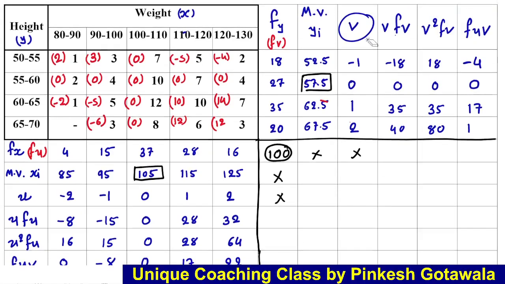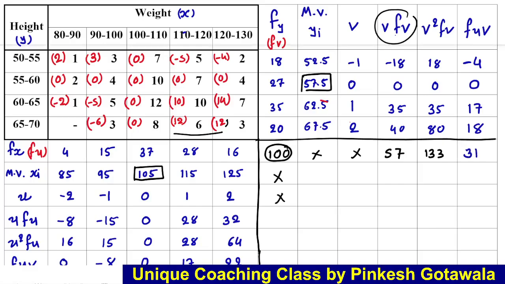So now let's total them. VFV, okay, VFV 35, 40 and minus 18, 57. 18, 35, 80, 133, 17. Here maybe remove 12, 12, for 24 minus 6, here it is 18, 17, 18 minus 4, 31.